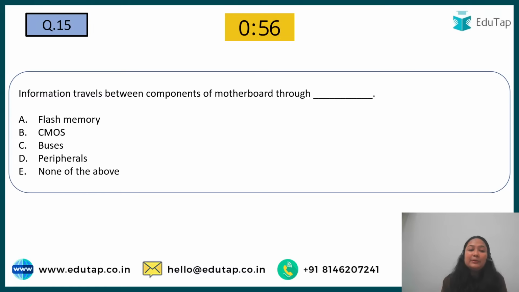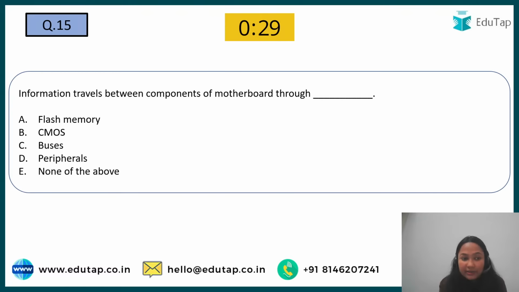Information travels between components of the motherboard through what? Not only the motherboard, we generally use this term or this component elsewhere too, but here we have framed it in such a way that one feels that it is used only in the motherboard. So you will have to tell me, is it flash memory, is it CMOS, is it buses, is it peripherals, or is it none of the above? 15th question, I'm looking for the answer.